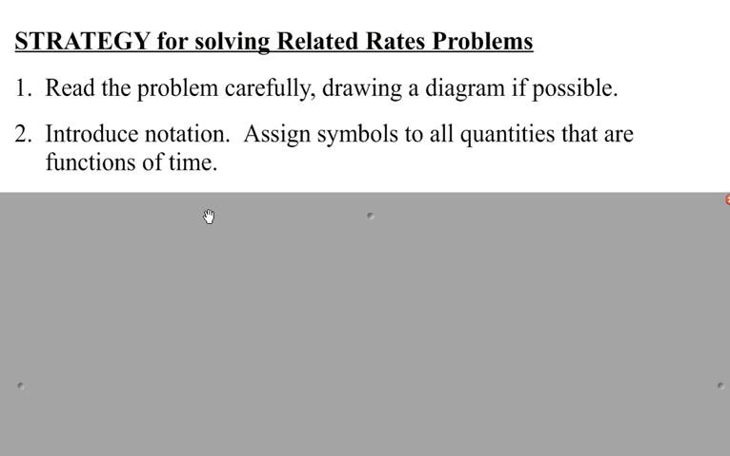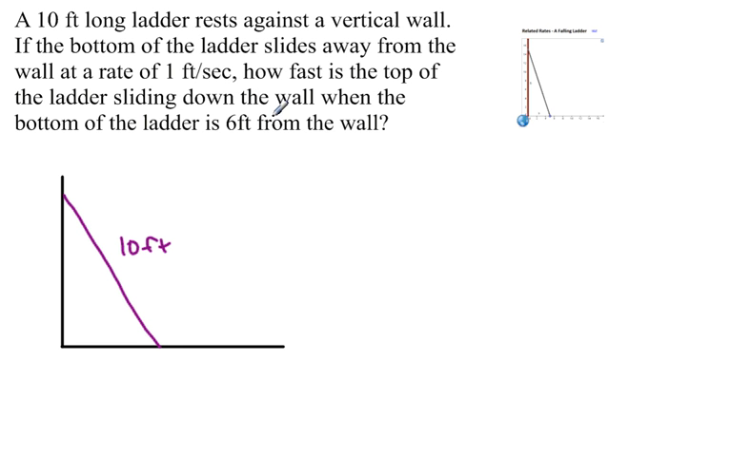We're going to assign symbols to all quantities that are functions of time. So let's take a look back over here. We were told that the bottom slides away at a rate of 1 foot per second. Now we're going to have to put some letter here to represent how far the bottom is away. And since I have this on an xy axis, it makes sense to call this x. But what I was given was not the value of x, but dx/dt, because that's the rate at which x changes with respect to time. I can tell from the units, feet per second. x is measured in feet, time in seconds, and so this makes sense.